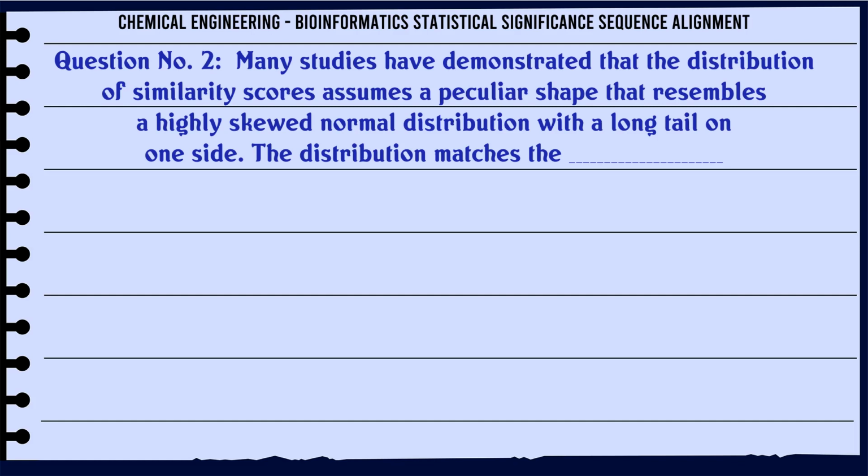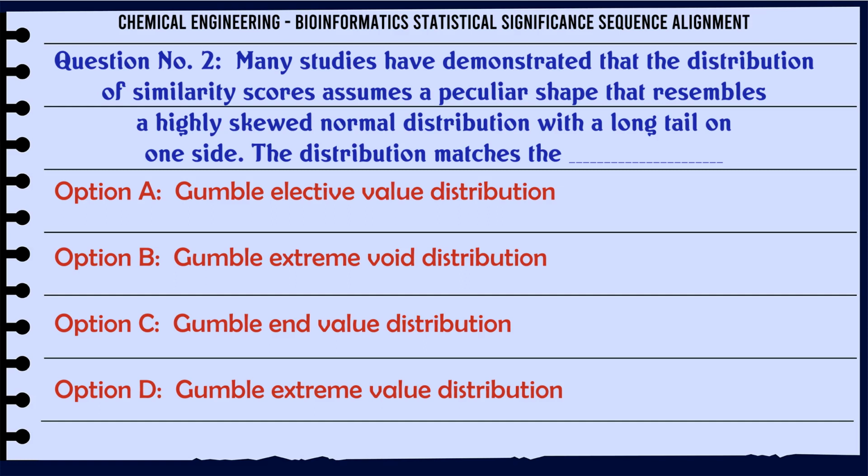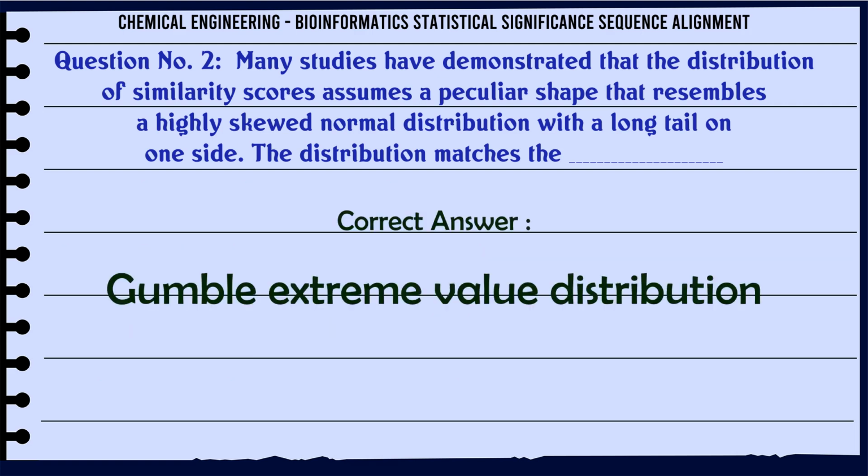Many studies have demonstrated that the distribution of similarity scores assumes a peculiar shape that resembles a highly skewed normal distribution with a long tail on one side. The distribution matches the A. Gumbel elective value distribution, B. Gumbel extreme void distribution, C. Gumbel end value distribution, D. Gumbel extreme value distribution. The correct answer is Gumbel extreme value distribution.